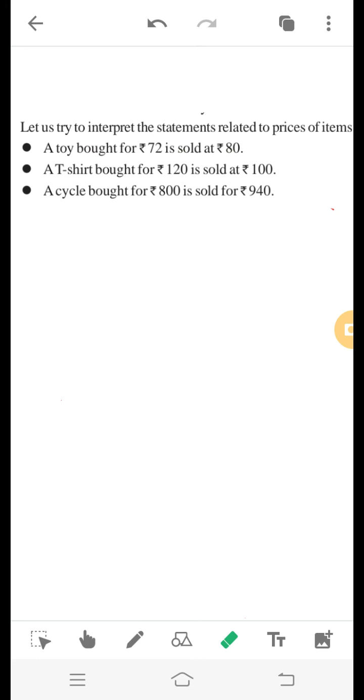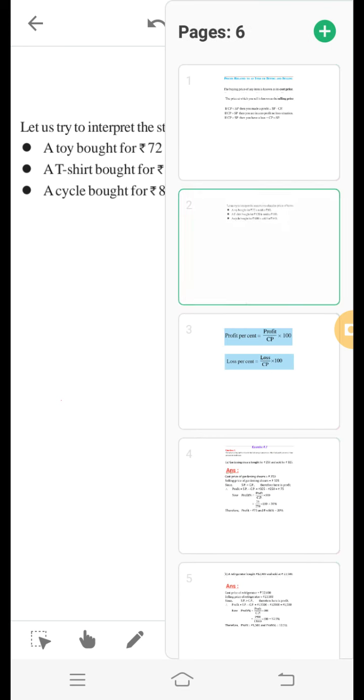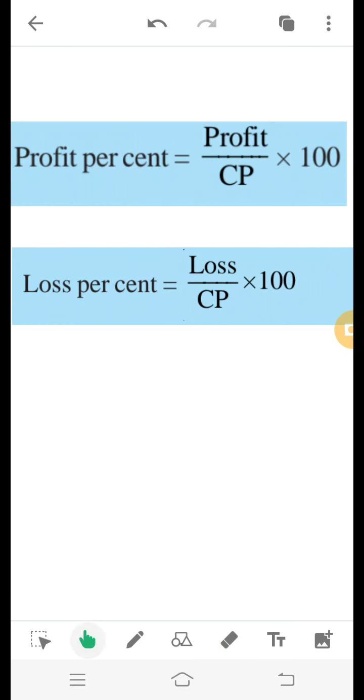Now, how to find the profit and loss in the form of percentage? If we want to find out the profit in the form of percentage, this formula you have to follow. Profit divided by cost price, then multiplied by 100. And if there is a loss, then loss divided by cost price, multiplied by 100. Let us understand with some examples from exercise 8.3.